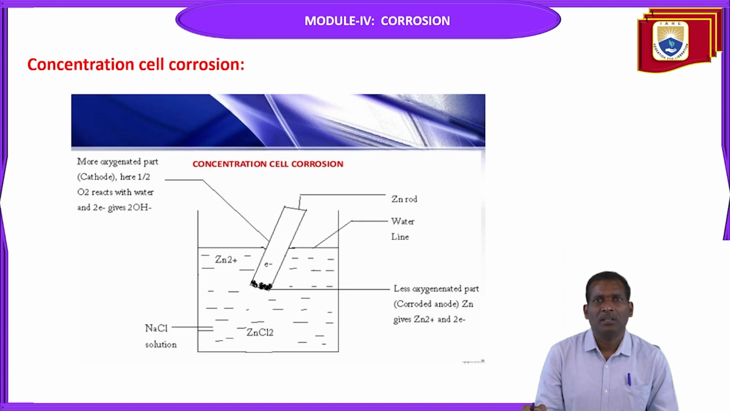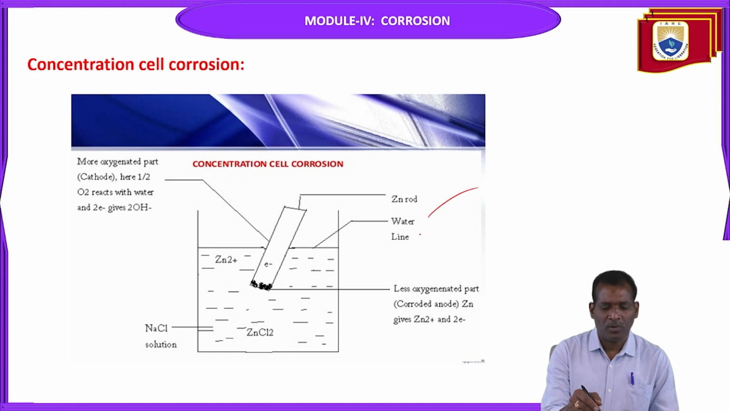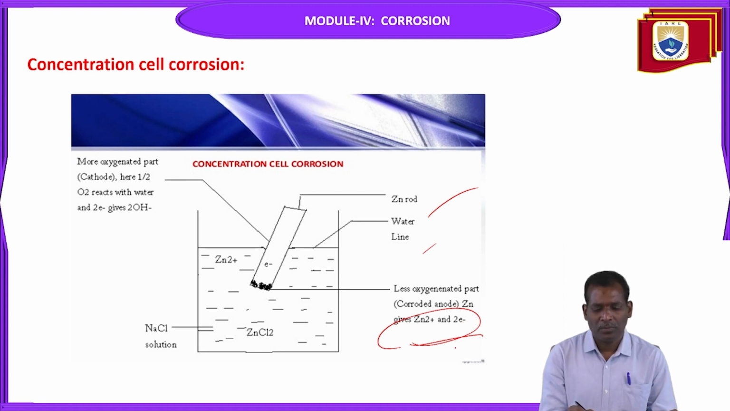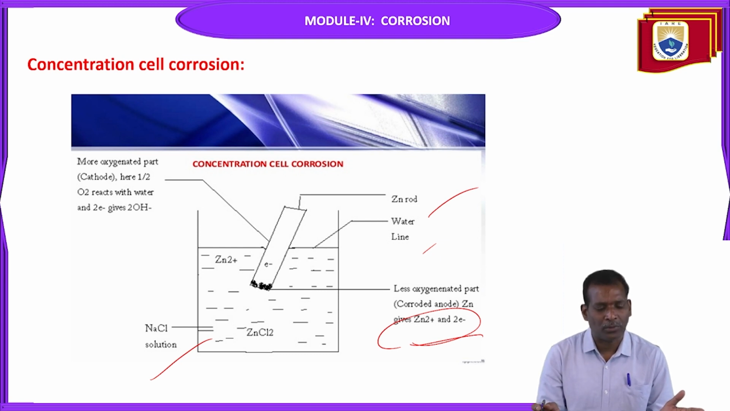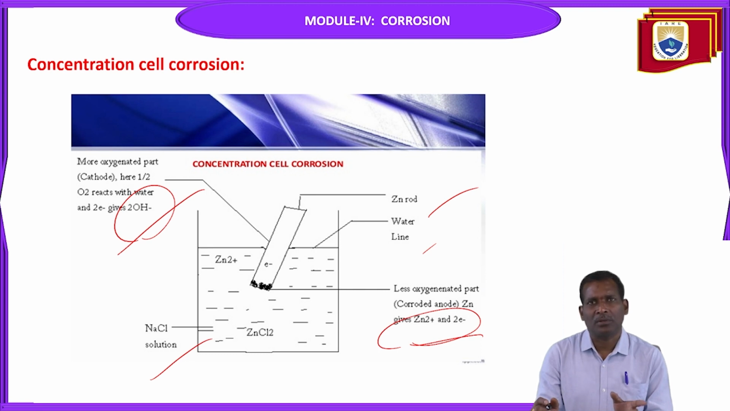An example is shown in this diagram. See the zinc rod, the waterline, dipped into the water. The less oxygenated part is the corroded anode: zinc gives Zn2+ and 2 electrons, you already know this equation, in NaCl solution. And the more oxygenated part is the cathode, where half O2 reacts with water and gives 2OH-. This is the concentration cell corrosion reaction. You can show it like this.